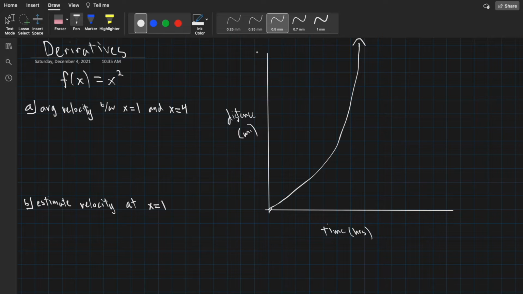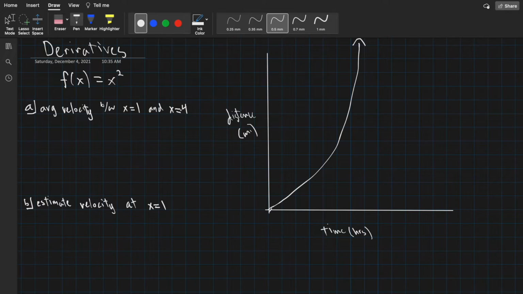And so here we have our function graphed, and on the y-axis is our outputs, which is the distance traveled, and on our x-axis is our inputs, which is the time. So the first thing that we're going to ask is, what's the average velocity between x equals 1 and x equals 4?